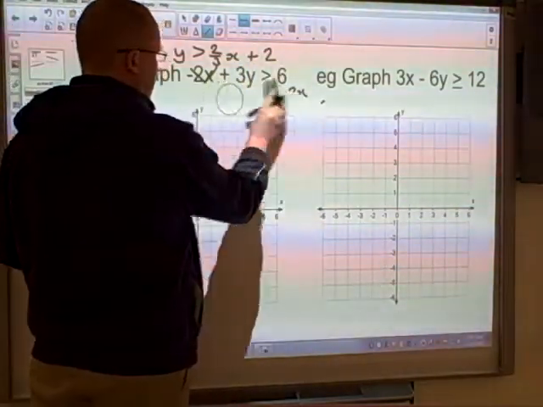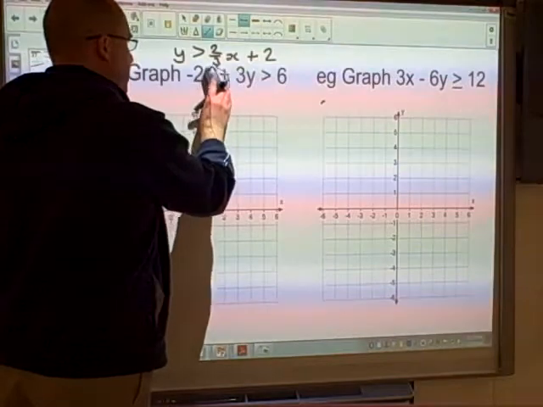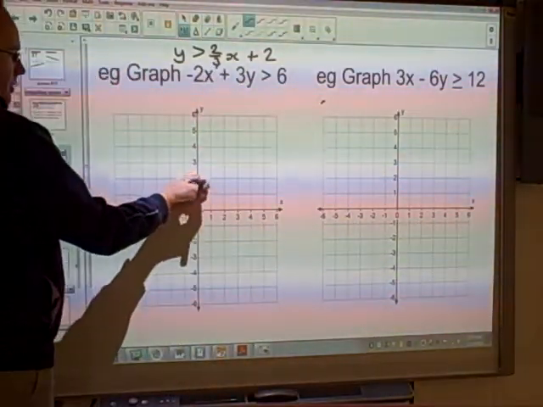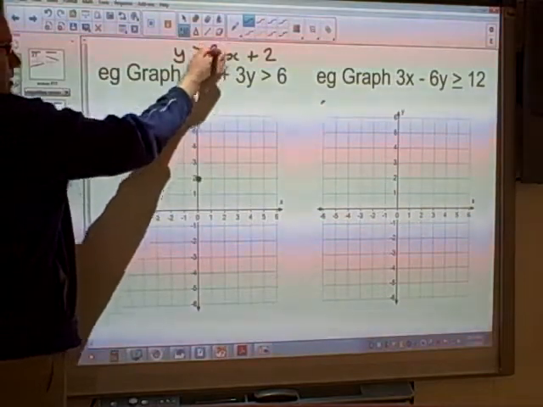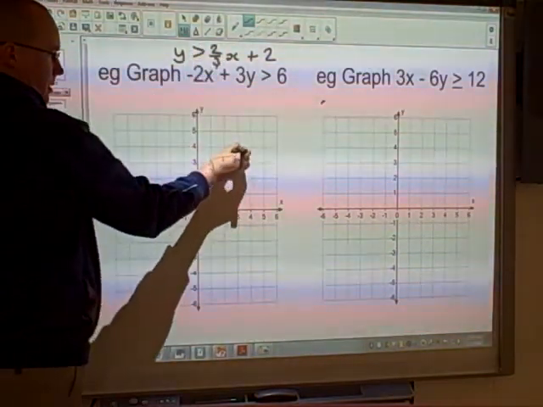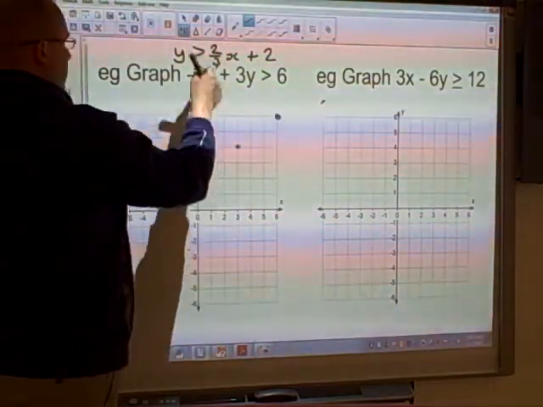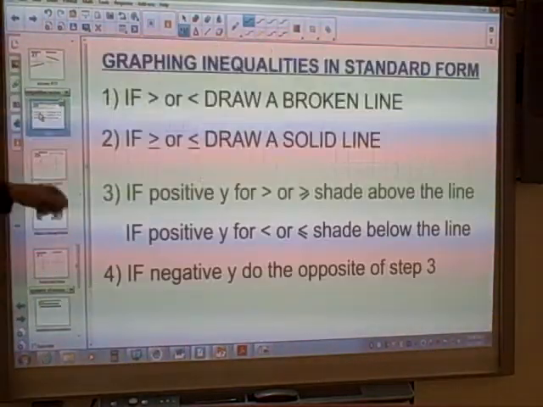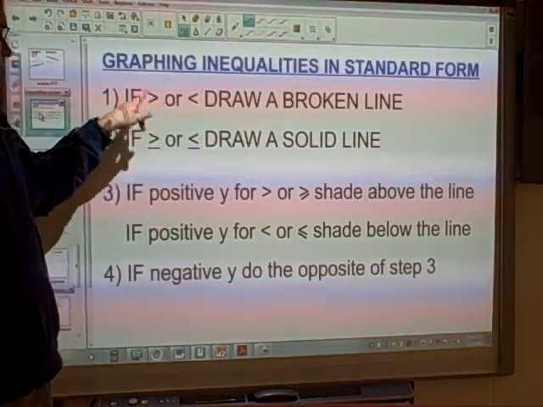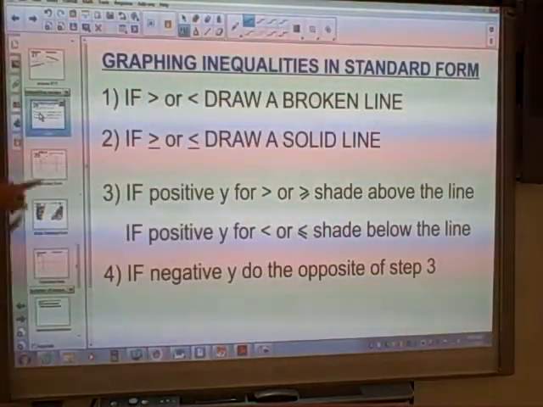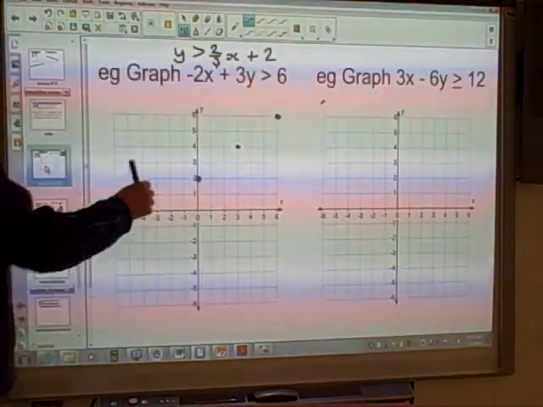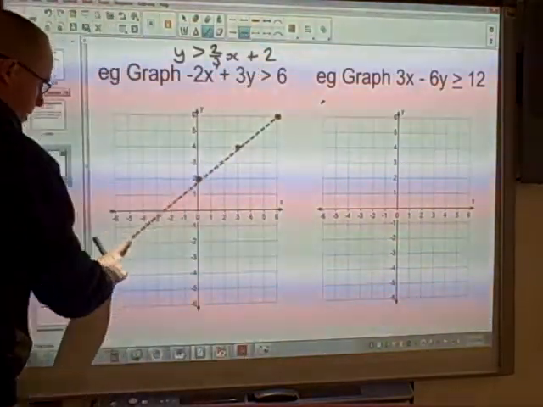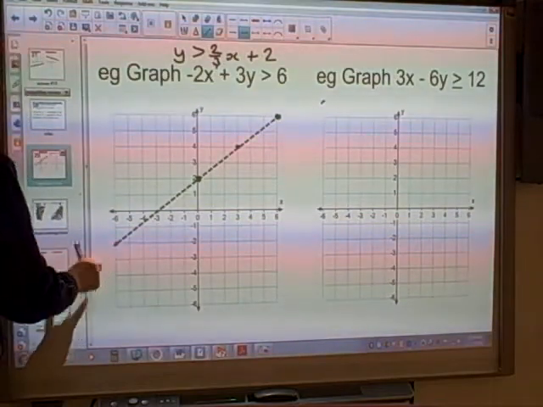That's also good practice for our rearranging, which is an important skill too. So when we come to draw this one then, same as we did in the previous part, we're going to go to 2 on the y-axis, slope of 2/3, so up 2 across 3, up 2 across 3. And then when it comes to joining this up, this is greater than. So as there's no equal sign on this, we're going to go ahead and draw a broken line. So let me just choose my broken line and go ahead and draw that in.